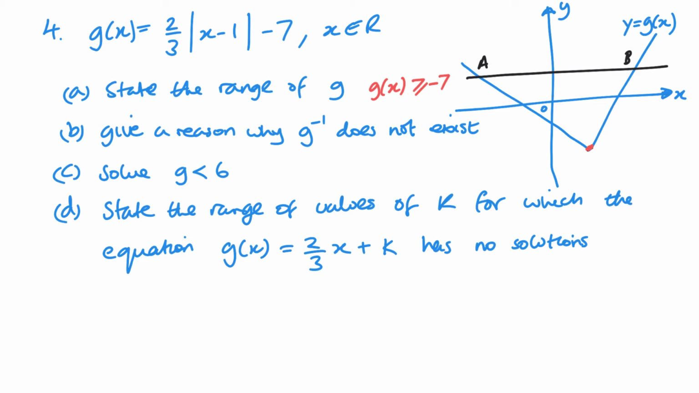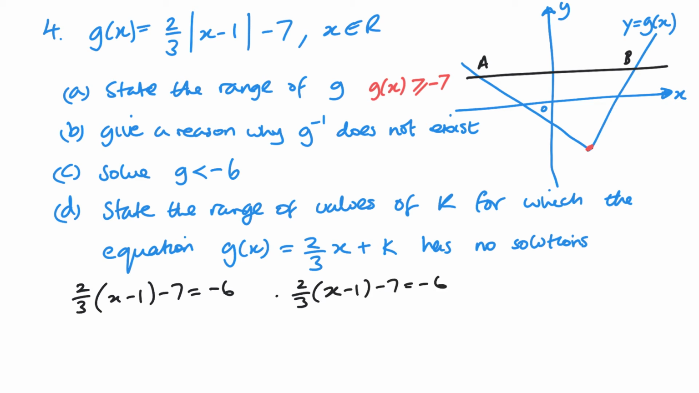Oh, sorry, I just noticed this should be -6, not 6. Right, so it's just very straightforward. 2/3 x minus 1 minus 7 equals -6. And this second one will be a negative. So just remember, when you're getting rid of your modulus signs, 1 positive, 1 negative, if you need to solve for 2 points, which we do in this case.